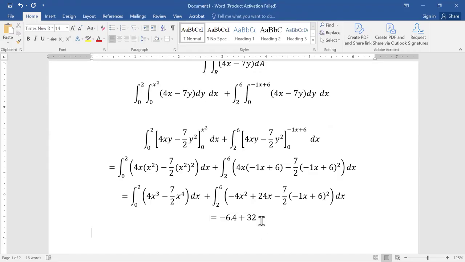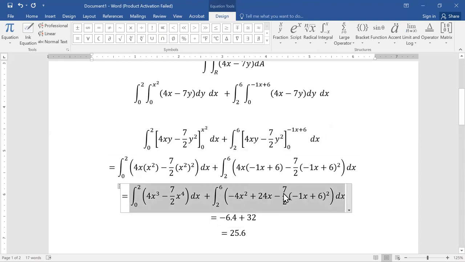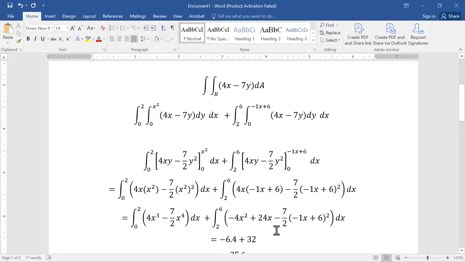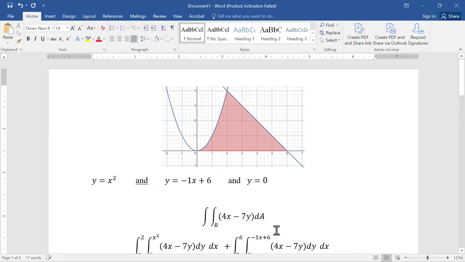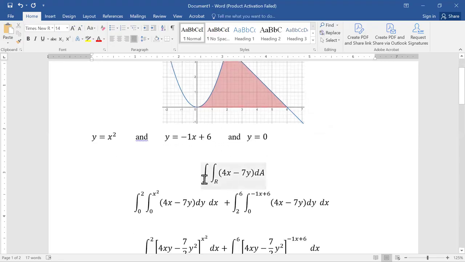When I add those two together, I end up with 25.6. So while in the middle, my calculator didn't help me do this stage, it absolutely helped me a lot with this second stage. So we get 25.6 as the volume, the signed volume under this surface and over this region in the XY plane. And you can see that some of it kind of dips below.